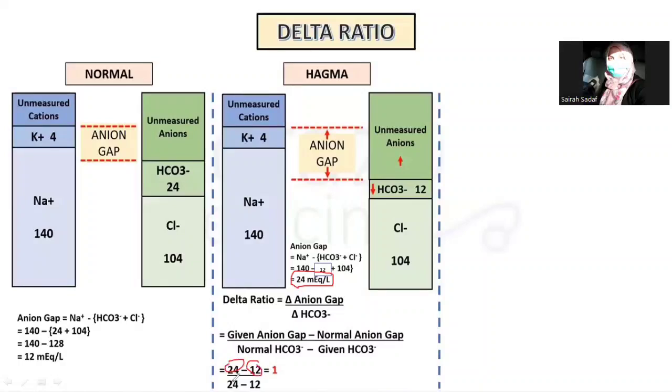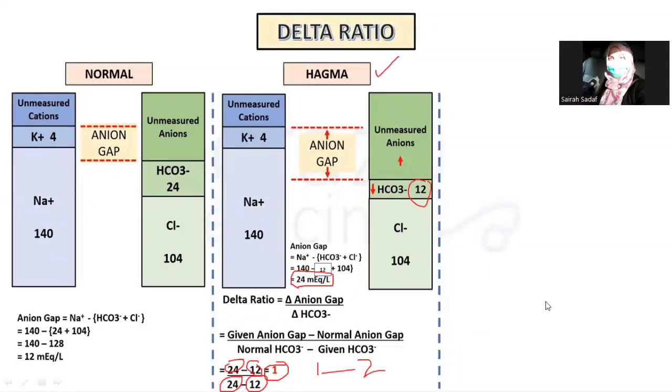Now, what is this 24 here? It is a normal bicarb value. And what is this 12? This is a given bicarb. After putting these values in this formula, we get the answer 1. And if you can recall my previous slide, I have mentioned, when the value is between 1 to 2, it means the patient is having only HAGMA, high anion gap metabolic acidosis.